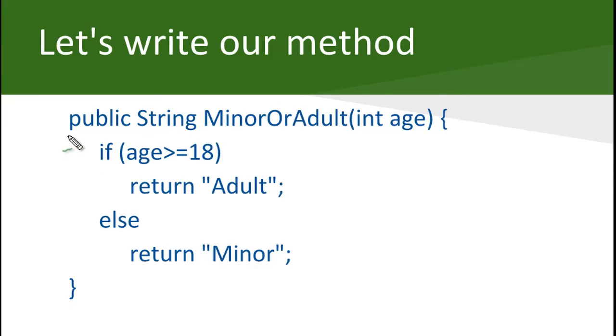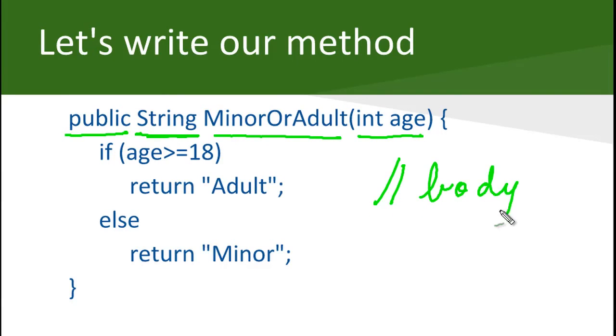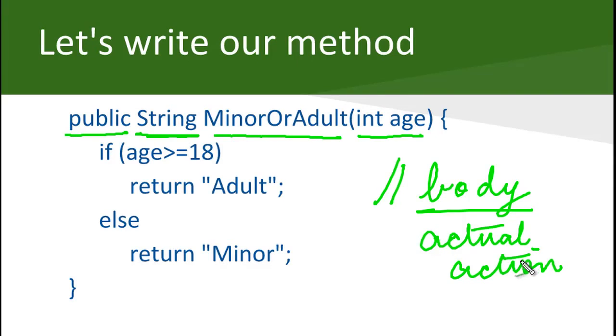So this is our method, this is our access modifier, this is the return type. It's basically returning a string. This is the name of the method, and this is the parameter. Here we have the body where the actual action will be done. What is happening is it is checking whether the age is greater than or equal to 18. If it is, it is returning the string adult.